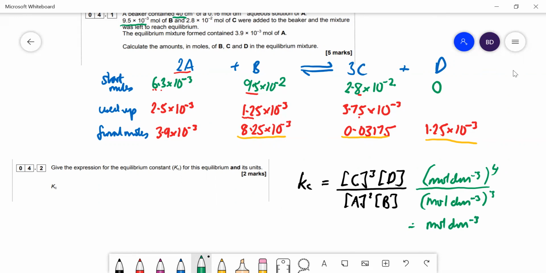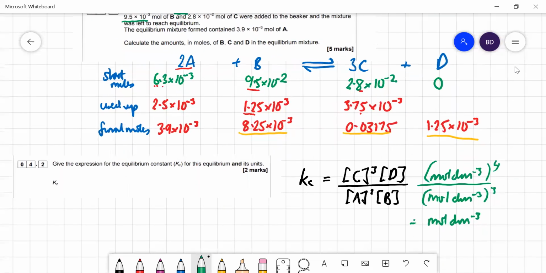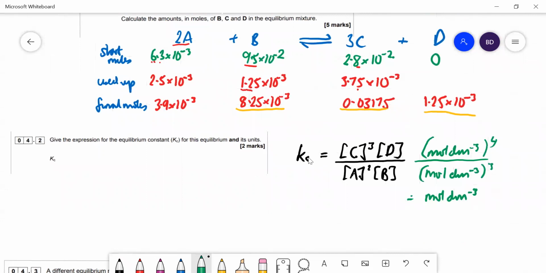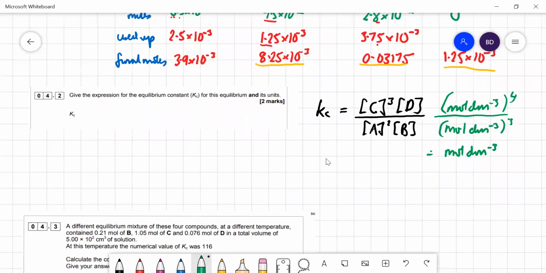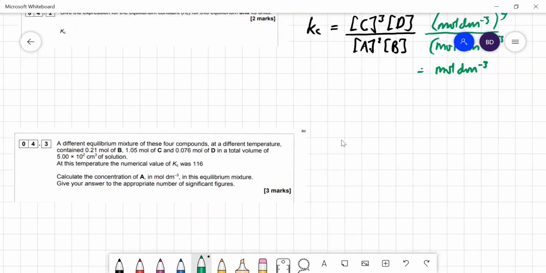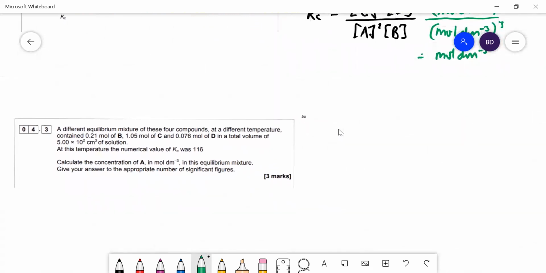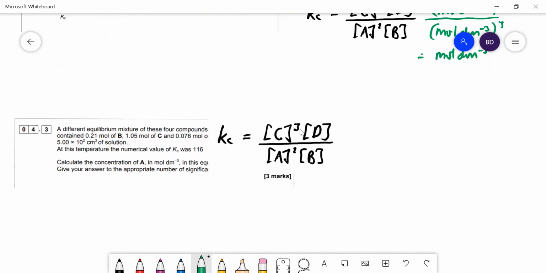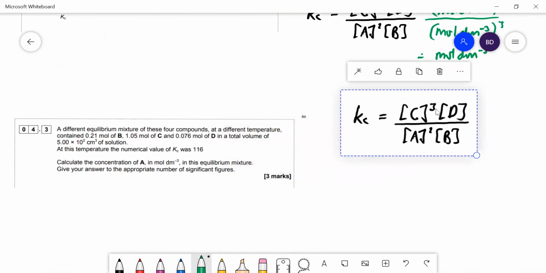Okay, so that bit's done. We're going to need this expression for afterwards, so I might copy this. As usual, in case you don't get that first bit right, they always start off again saying a different equilibrium mixture of these 4 compounds. So we're going to have to use that expression. I'll paste that there.